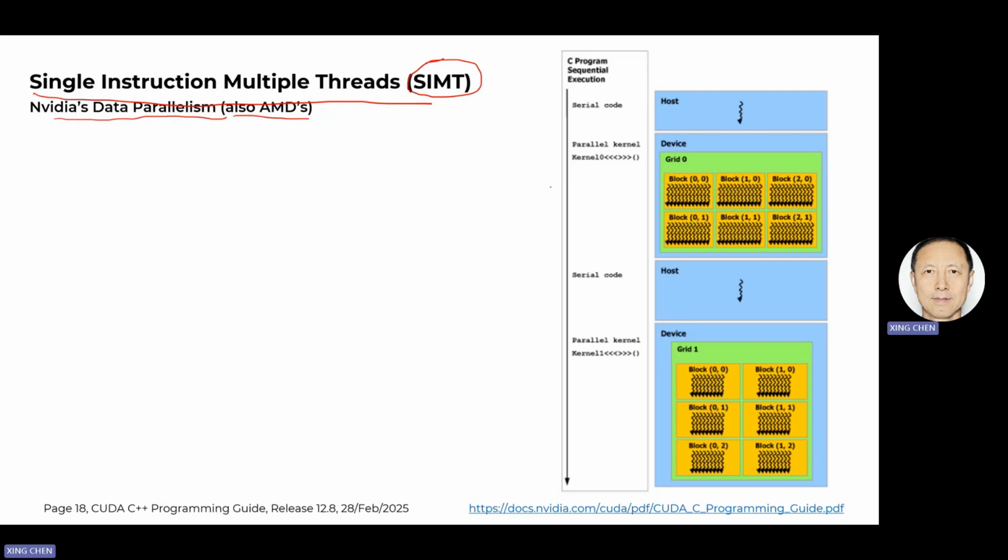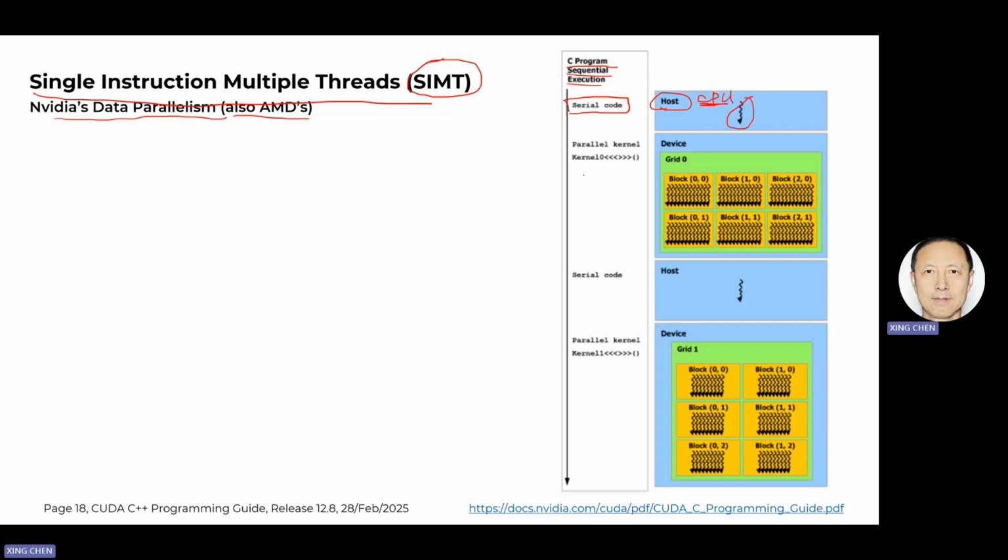So how does it work? It's not so difficult to understand. Let's start by reading this picture. So you have a C program, you have a sequential execution program. You start execution of your code. At the beginning, it starts with sequential execution. You have a serial code, and this code is going to be executed by the host, meaning by the CPU. And here you have only one thread.